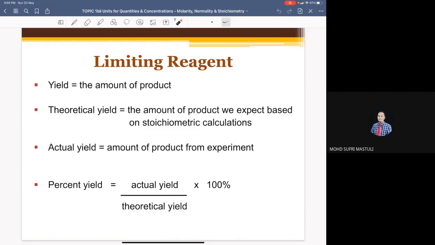Theoretical yield is the amount of product we expect based on the stoichiometry calculation. This one is a theoretical value. Actual yield is the amount of product obtained from the experiment. If you want to calculate the percent yield, the actual yield should be divided by the theoretical yield and times by 100.